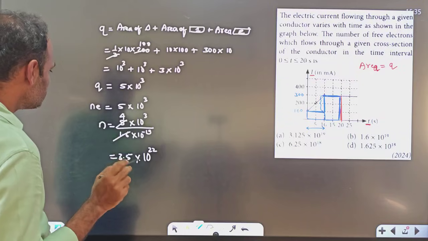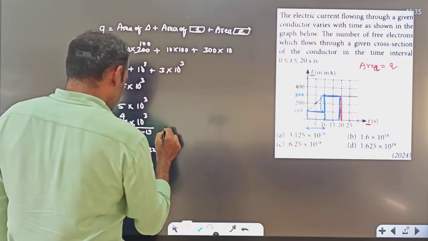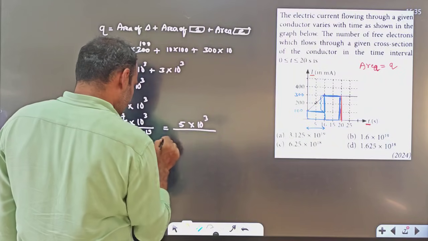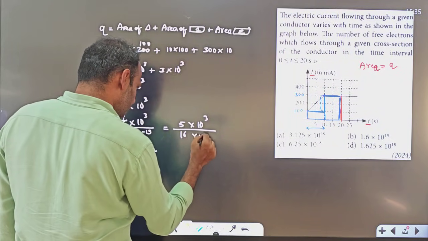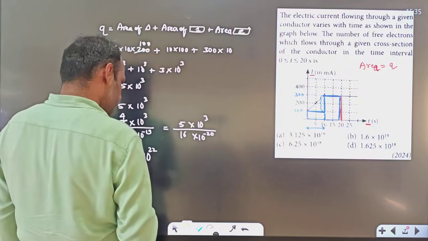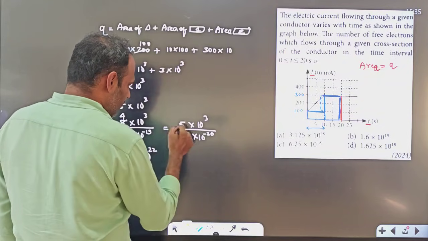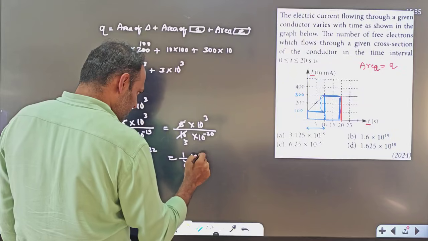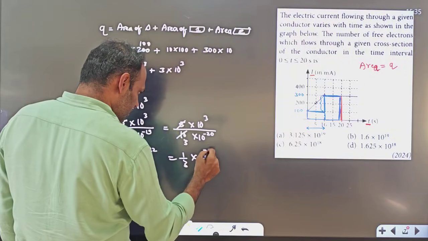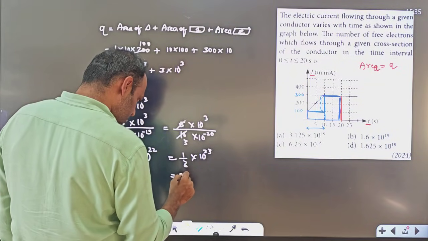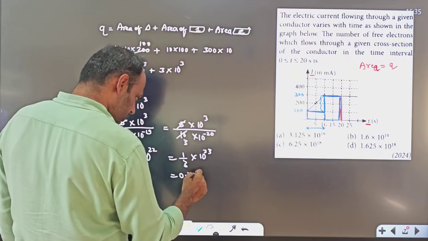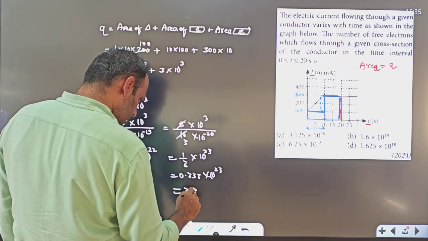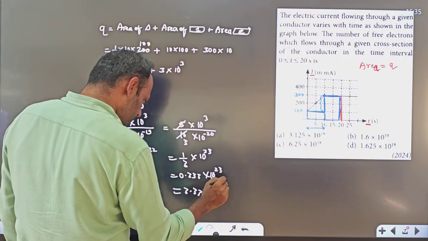So 5 divided by 16, 1.6, or I can write it like this: 5 into 10 to the power 3 divided by, I will write it as 16 into 10 to the power minus 20. Correct? So here we can write 5 ones are 5, 3 fives are 15, then 1 divided by 3 into 10 to the power 23. 1 divided by 3 will be 0.333 into 10 to the power 23, or you can write it as 3.33 into 10 to the power 22.